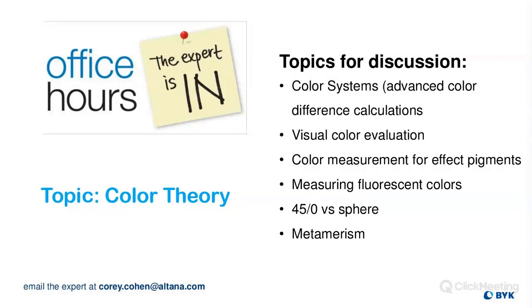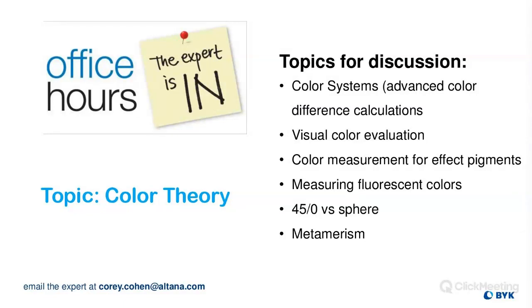I guess one that comes up a lot is 45-0 versus sphere. A lot of novices to color measurement might think that a color measurement device is a color measurement device, and that it's all going to give you the same answer. And the truth is, every color measurement device is different. Calculating and quantifying color, as you've seen, is pretty complex business, and so no two color instruments are really ever going to give you the same answer.